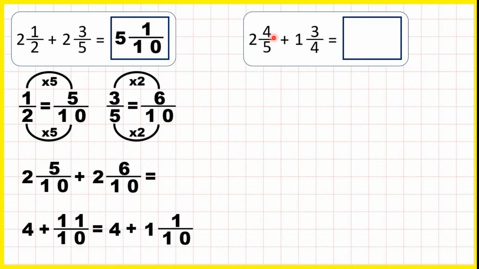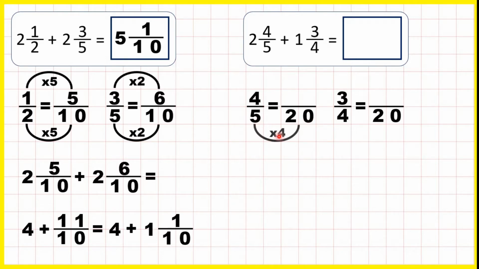Now 2 and 4/5 plus 1 and 3/4. So we need our fractions to have a common denominator, and 20 is in both the 5 and the 4 times table. So we find equivalent fractions with a denominator of 20. 5 times 4 is 20, 4 times 4 is 16, 4 times 5 is 20, 3 times 5 is 15.